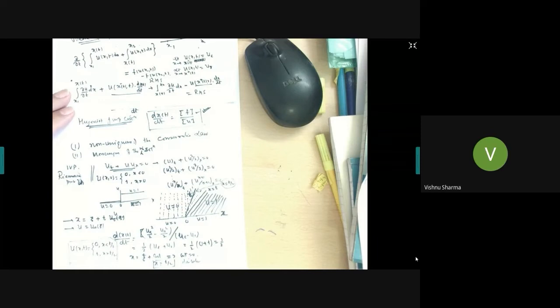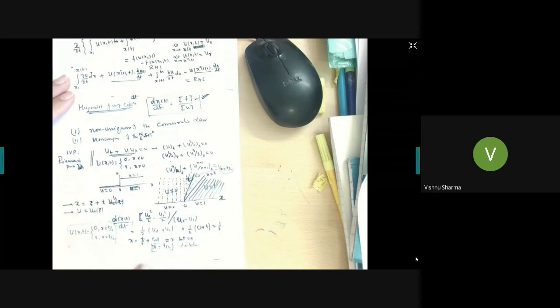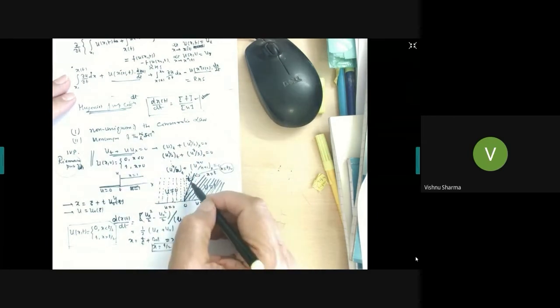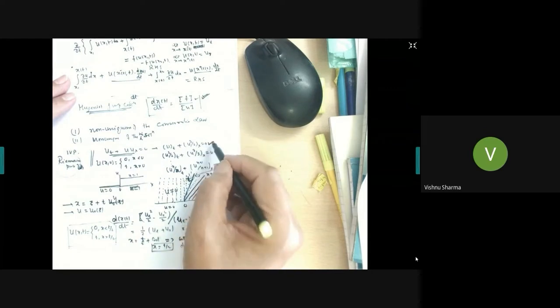Yes, because it's a discontinuity. Is that right? The solution involves a discontinuity, so it is a weak solution. Is that right? All right, so this is one solution. If I take another conservation law, this is the solution with respect to this conservation law. Is that right?